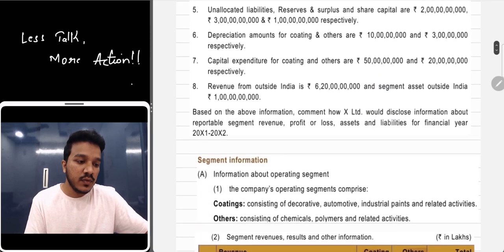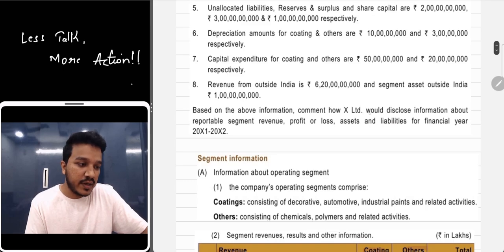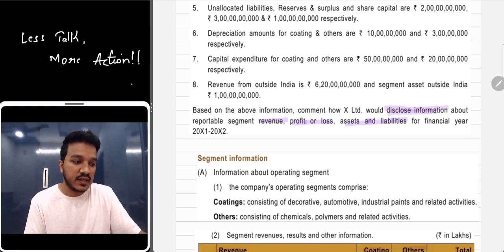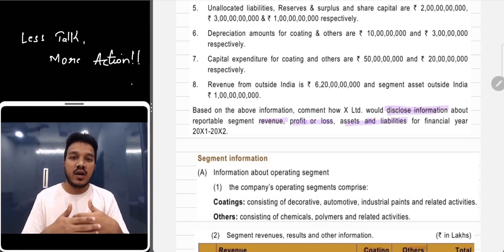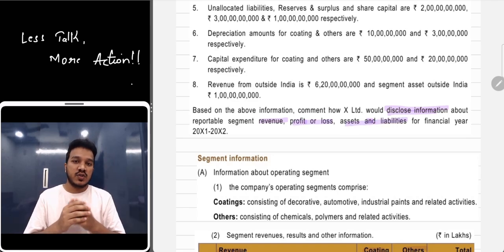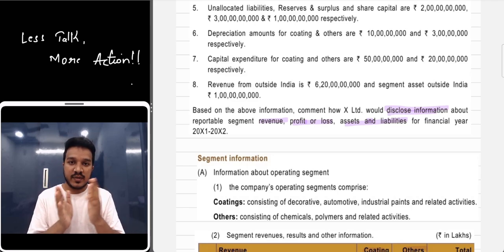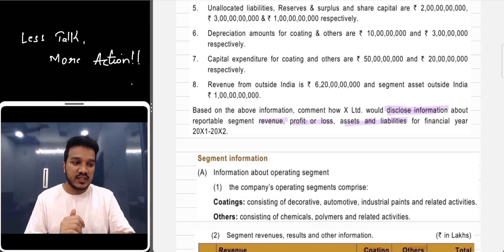Perfect. So what is it expecting, based on the above comment to disclose the information? How would it disclose about the reportable segment, revenue, profit and loss, and assets and liabilities? So purely how it is going to disclose its information. As I said, it's purely based on the presentation. How are you going to present the information of those 2 segments? Perfect. So let's get started.